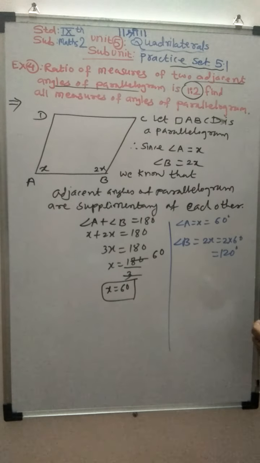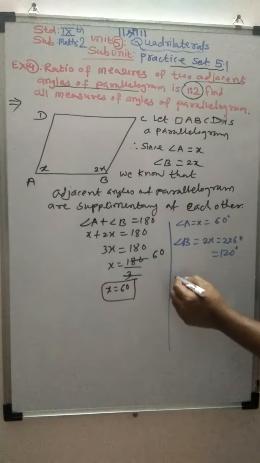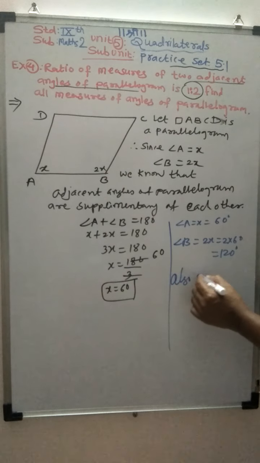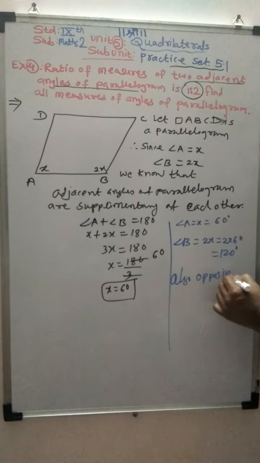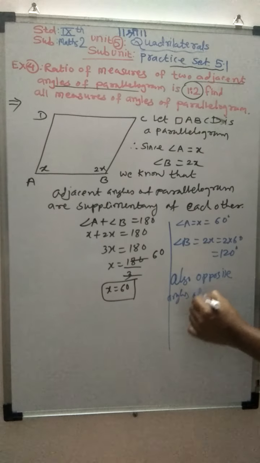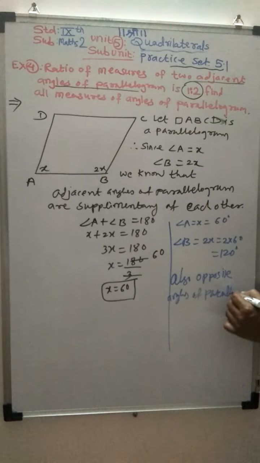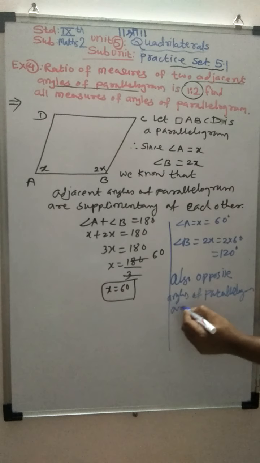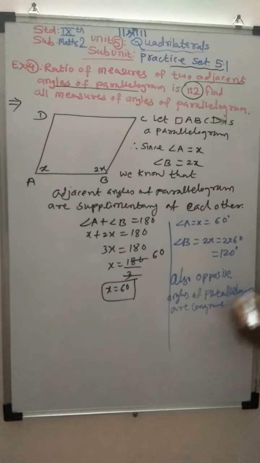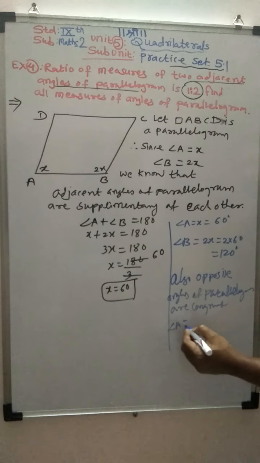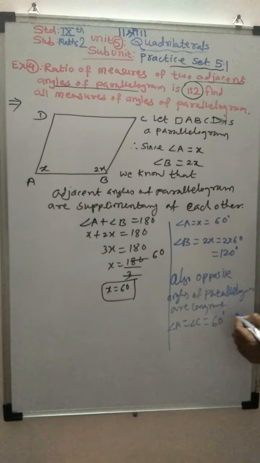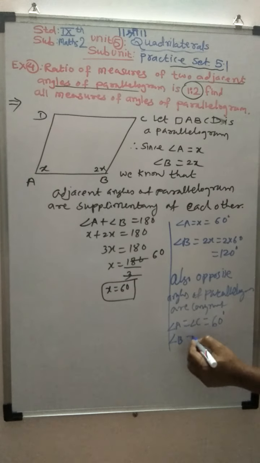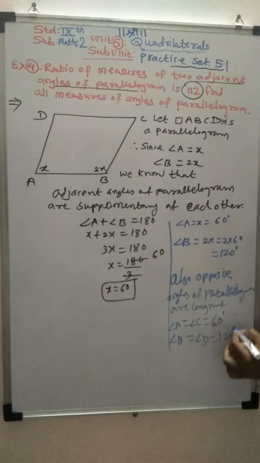Now remember that opposite angles are congruent. Also opposite angles of a parallelogram are congruent. Use this property. Therefore angle A means angle C is equal to 60 degrees, and angle B is equal to angle D is equal to 120 degrees. Hence we find all the angles of quadrilateral ABCD.